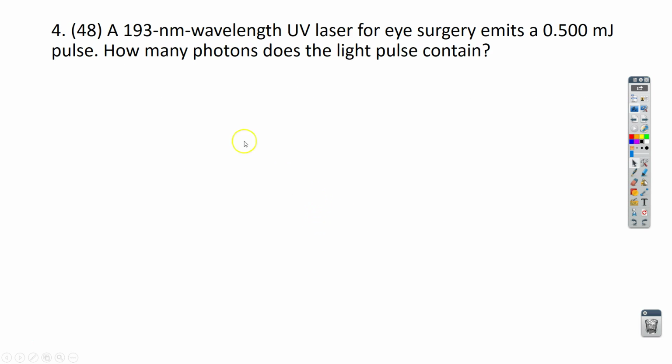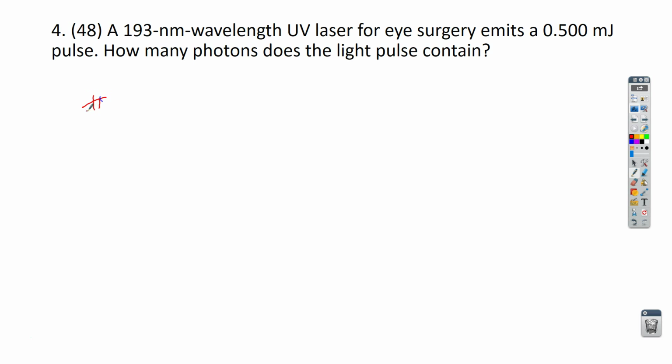Let's take a look at number 4. I have a 193 nanometer wavelength UV laser for eye surgery. It emits about 0.5 millijoules at a time in a pulse. They want to know how many photons this light pulse contains.